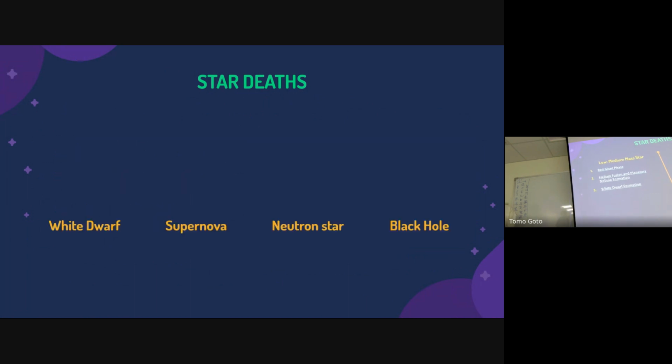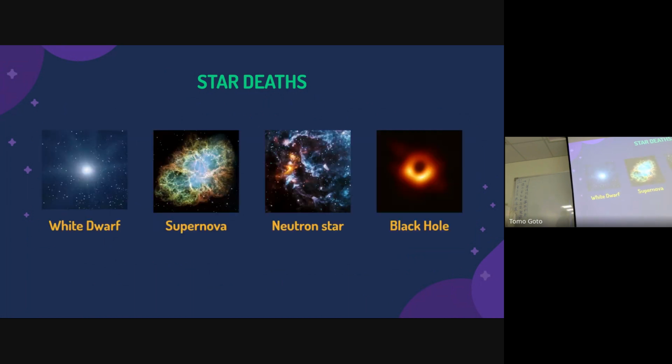Next. So here we have the 4 pictures. The first one is the white dwarf, then the supernova, a neutron star, and the black hole. And these 4 are about the star death.